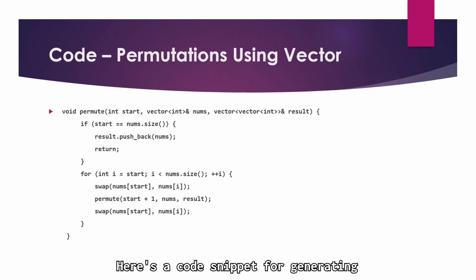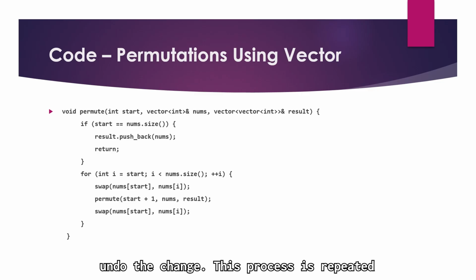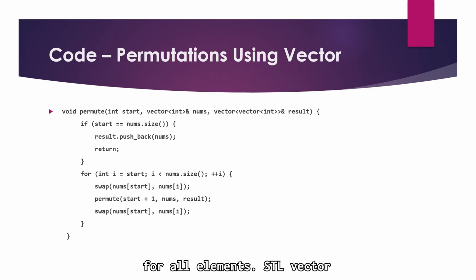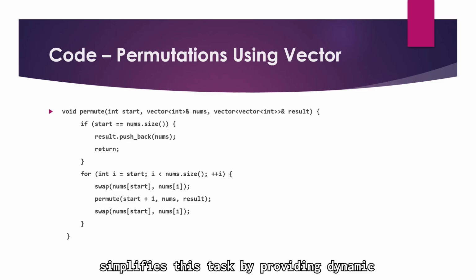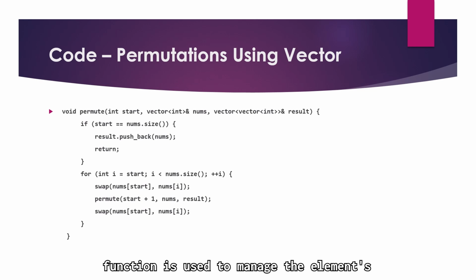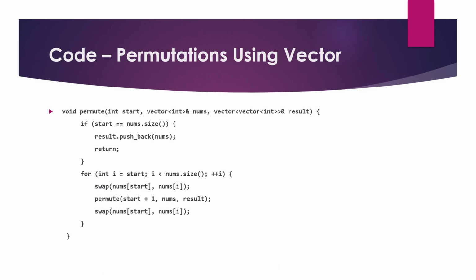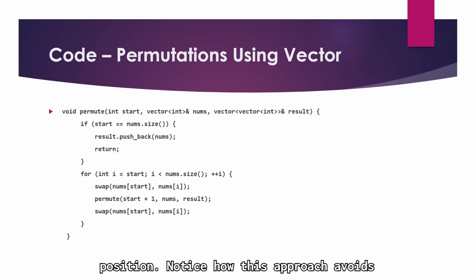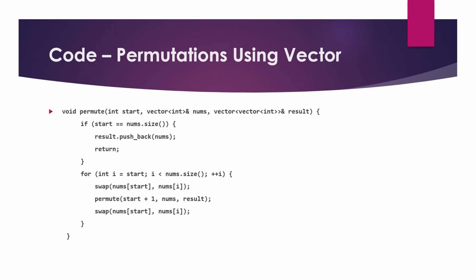Here's a code snippet for generating permutations using STL vector. The key idea is to swap elements into the current position, recurse, and then swap back to undo the change. This process is repeated for all elements. STL's vector simplifies this task by providing dynamic array-like behavior, and the swap function is used to manage the elements' positions. Notice how this approach avoids the need for extra memory allocation, which makes the algorithm both time and space efficient.